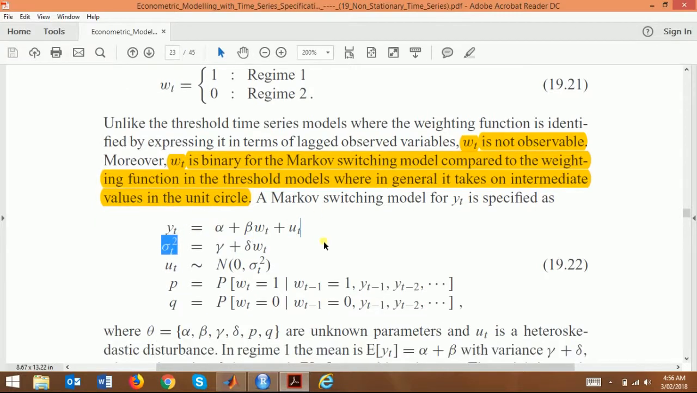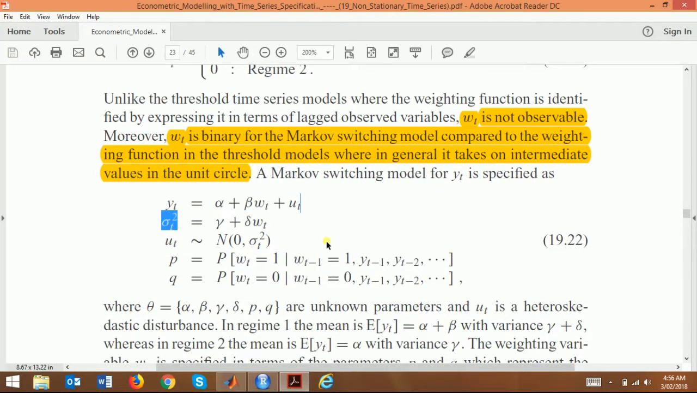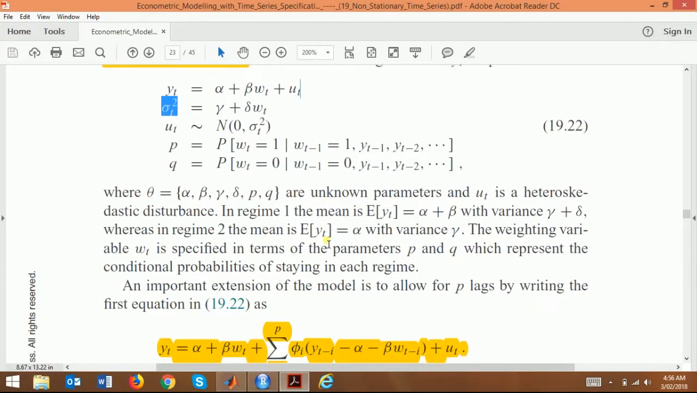A Markov switch model for y, a dependent variable, is specified as follows. The first equation is y equals alpha plus beta omega t plus u t. Now sigma squared is gamma plus delta omega t. The residual u t is distributed with mean 0 and variance sigma squared, where we have p and q: the probability of the weighing being 1 is p, and the probability of the weighing being 0 is q. That's all. So our unknown parameters are alpha, beta, gamma, delta, p and q, and our residual is a heteroscedastic disturbance term in each regime.